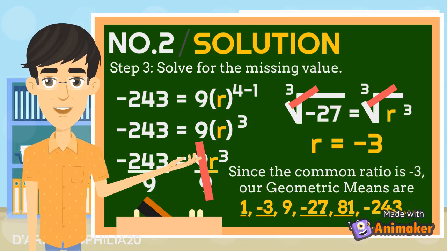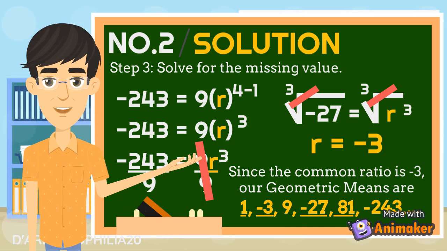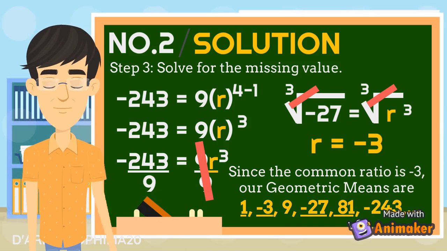To determine the missing values after 9, we will multiply 9 by negative 3 and so on. So, we have negative 27 and 81. Therefore, the missing terms are 1, negative 3, negative 27, and 81. Is it understood? I hope it's a yes.